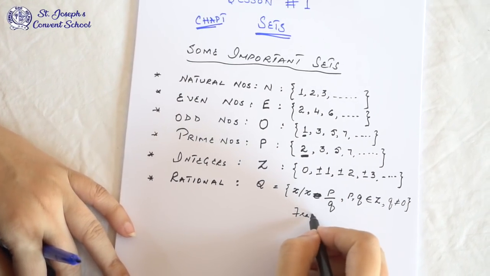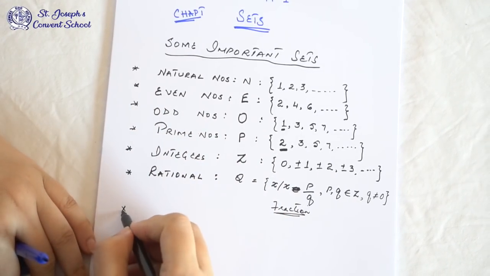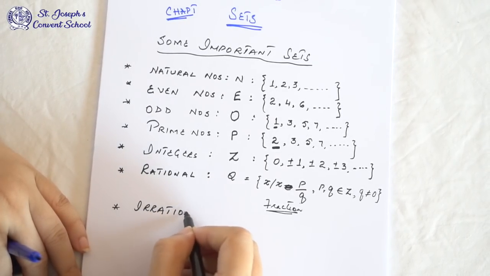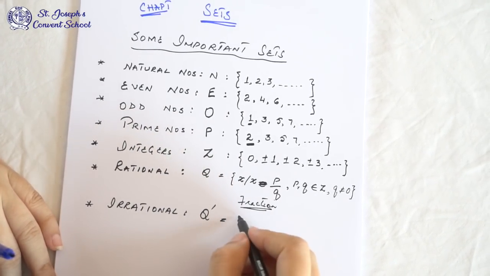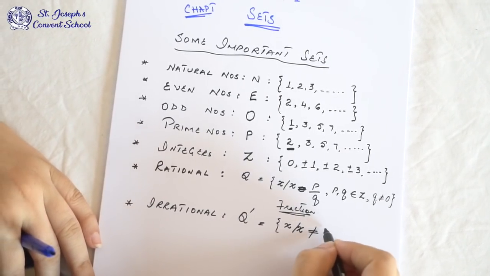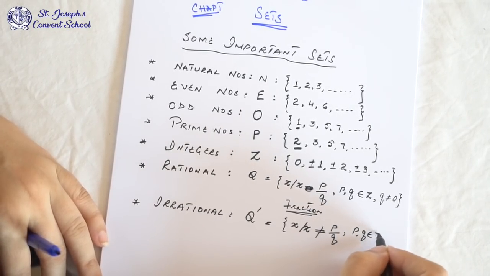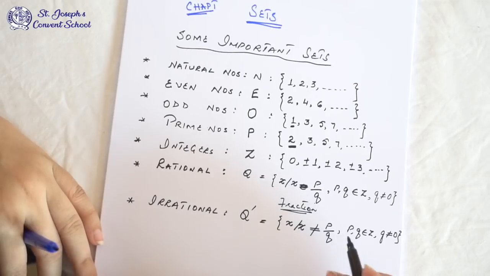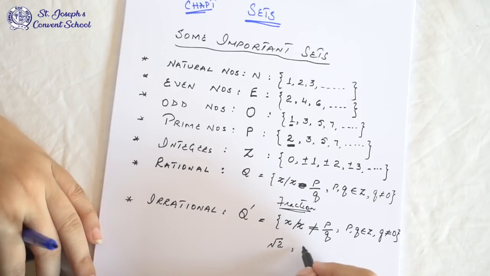These numbers are in fraction, so these are known as rational numbers. Then there are irrational numbers. We represent these by Q dash, the set of x such that x is not equal to p upon q, where p and q both belong to Z, and q is not equal to 0.